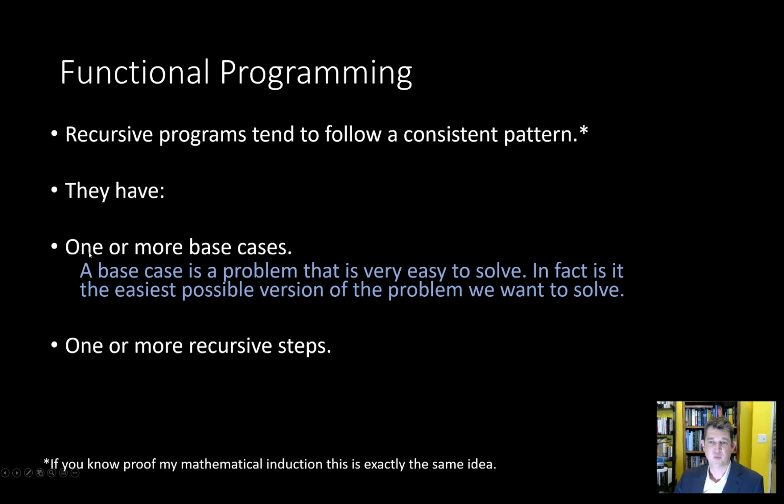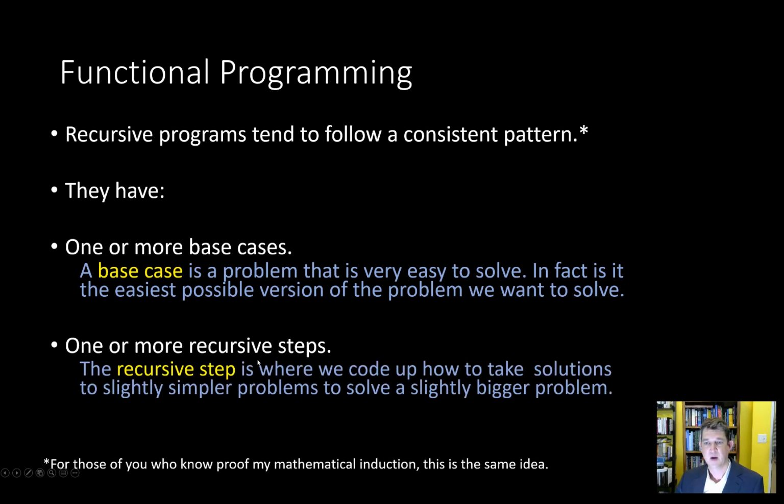A functional recursive program is going to have one or more base cases that are very easy, trivial to solve. In fact, it should be the easiest possible version of the problem so that we can solve it really easily. And then we're going to have a recursive step. The recursive step is where we take all the small subproblems that we've solved and put them together. This recursive step just increases the size of the problem that we can solve by a small amount. But when we do it over and over again, we end up solving arbitrarily large problems, as large as we want.